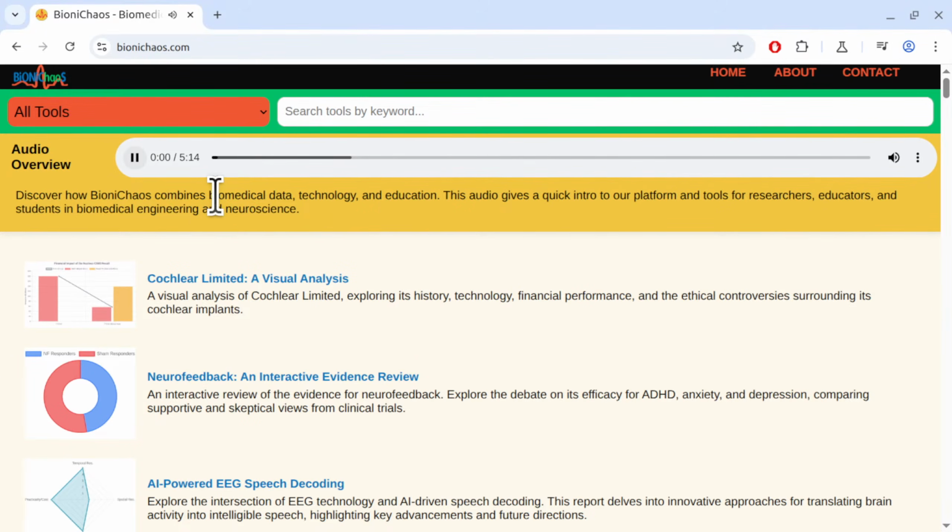Welcome to the deep dive. Today we're venturing into a really fascinating space, exploring excerpts from BioniChaos, interactive biomedical tools and simulators. Our mission for this deep dive is basically to show you how these incredibly complex biomedical concepts can become not just accessible, but surprisingly hands-on and even fun. It's almost funny, isn't it, how engaging something so intricate can actually be?